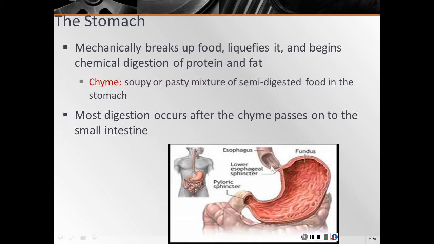So here within the stomach, we have the beginning of the digestion of proteins and fats. Carbohydrates start to digest in the oral cavity, and they continue to be digested all the way through. But just proteins and fats begin to digest within the stomach. So please remember that. Now, most digestion occurs after the chyme passes on to the small intestine.